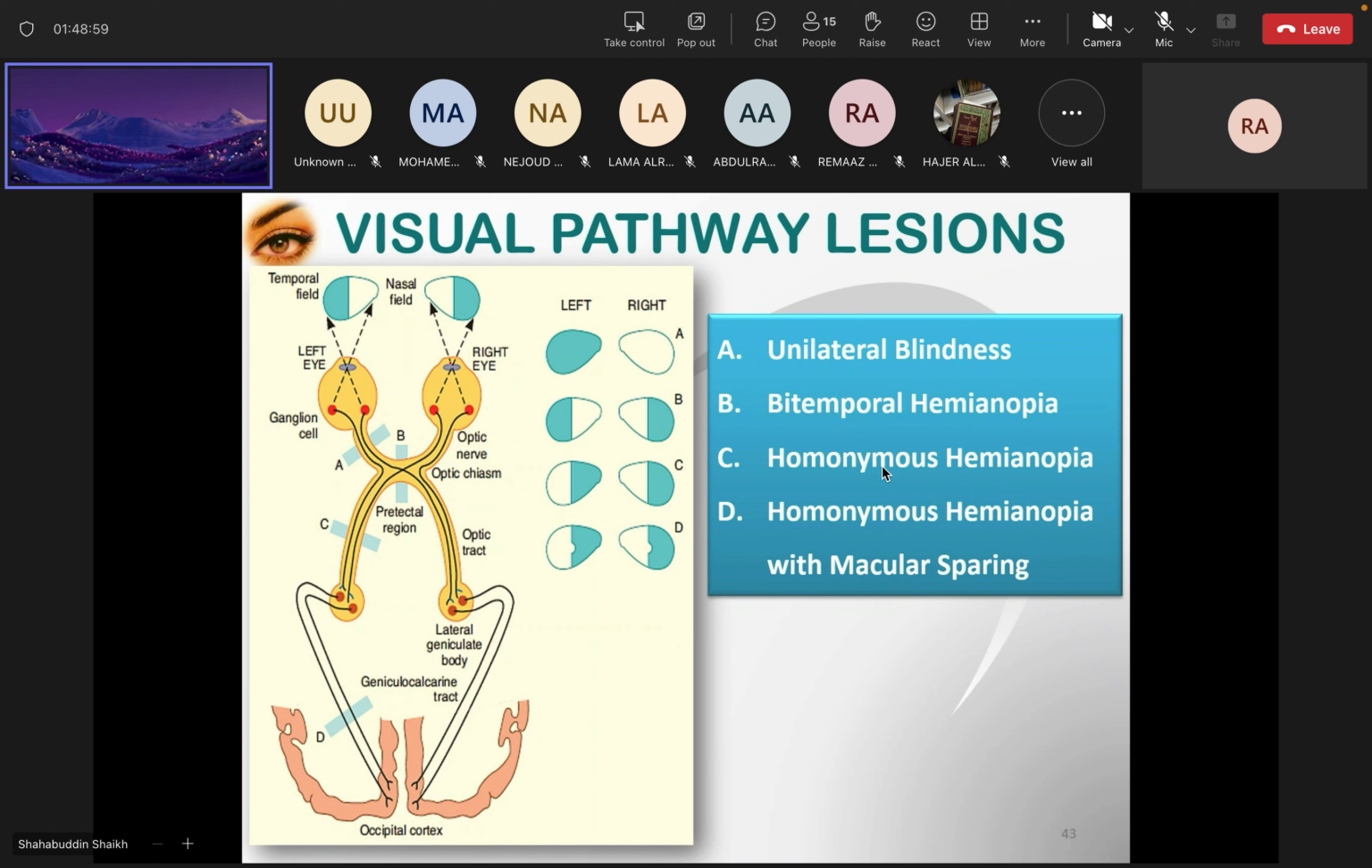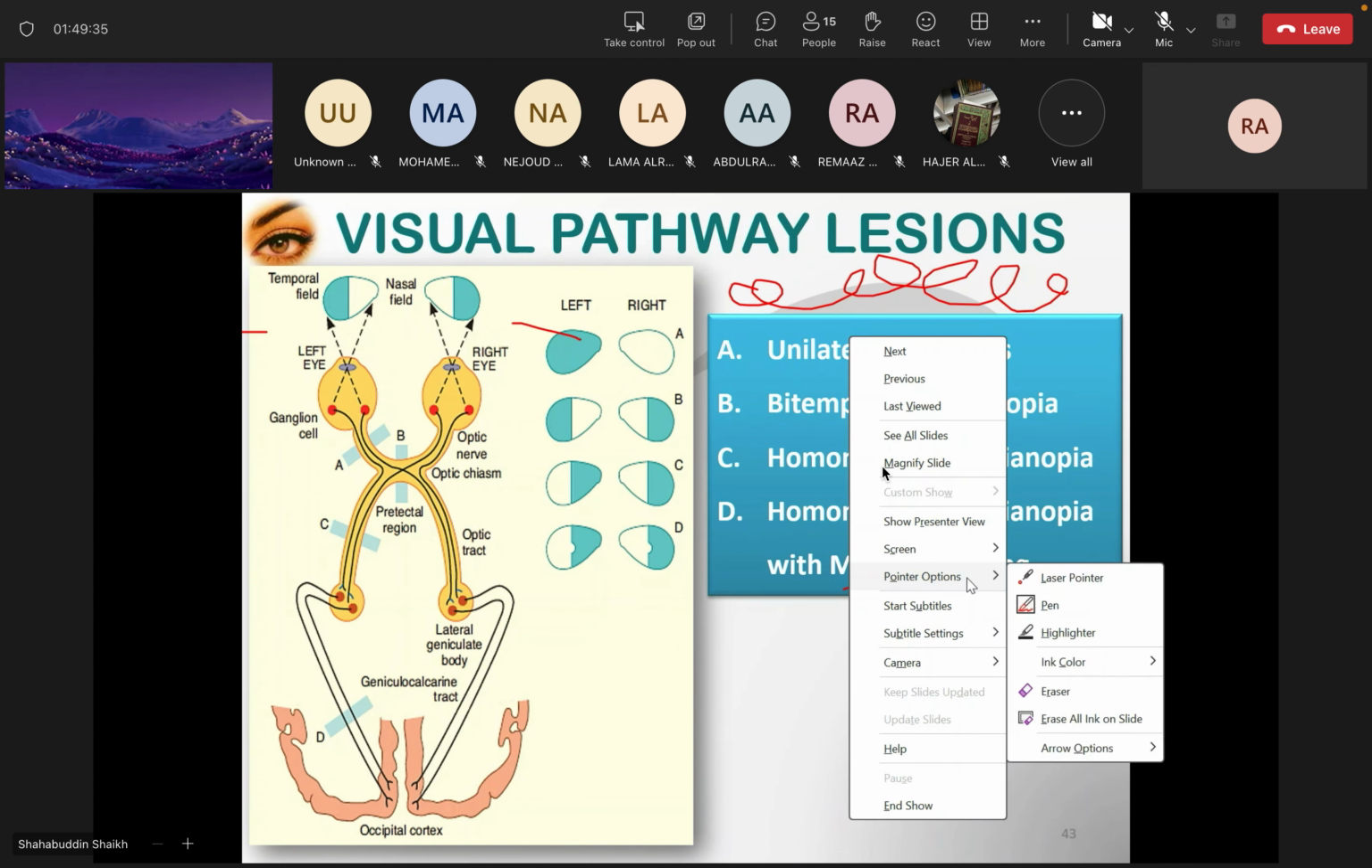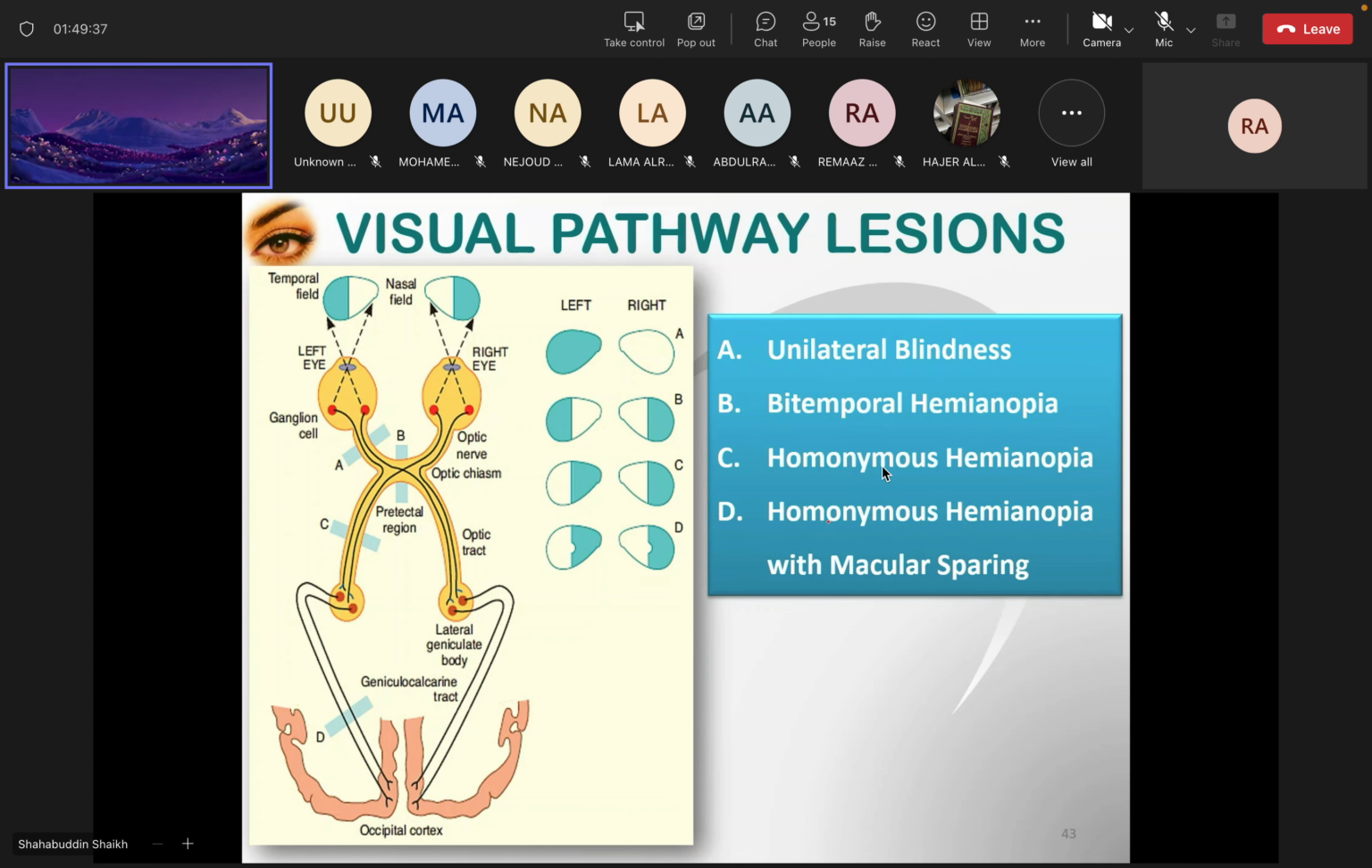Now again remember, there will be a lot of history in the question, so don't confuse yourself. Just focus on what it is telling you. Is it unilateral blindness, or the blindness of half the eye on the temporal side in both eyes? That is bitemporal. Or it is half blindness on one side, either right or left, so that will be homonymous. Or there is macular sparing. Something will be given in the history as a signal. Very straightforward things are asked. So remember these terminologies.